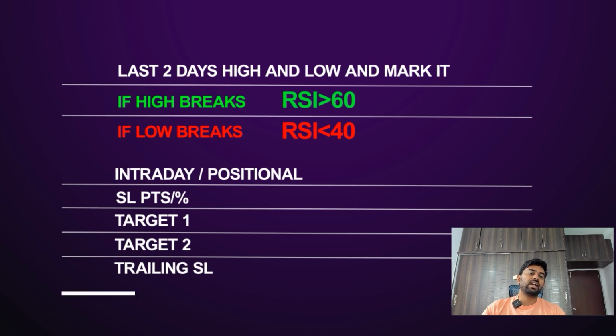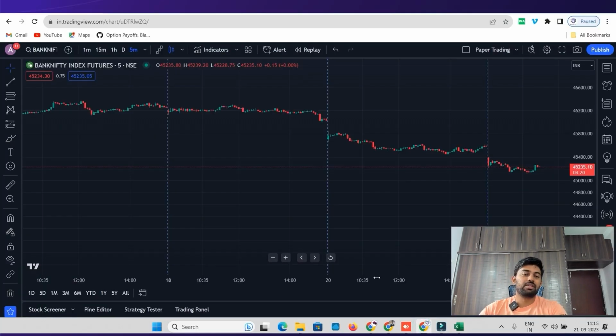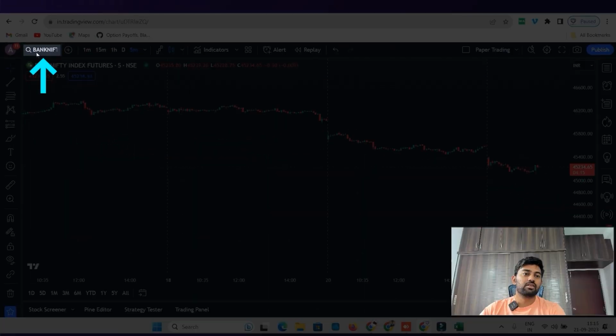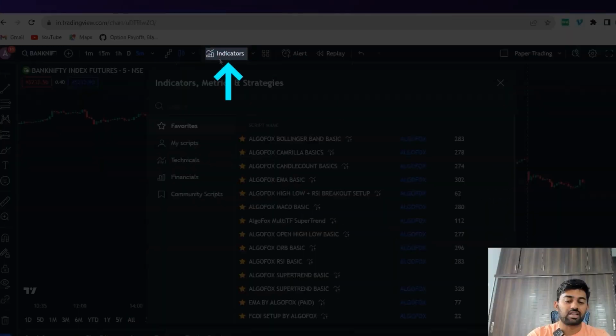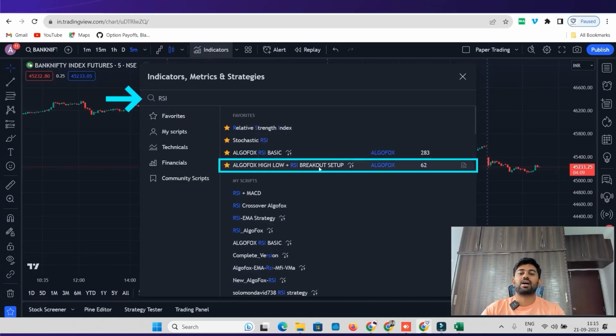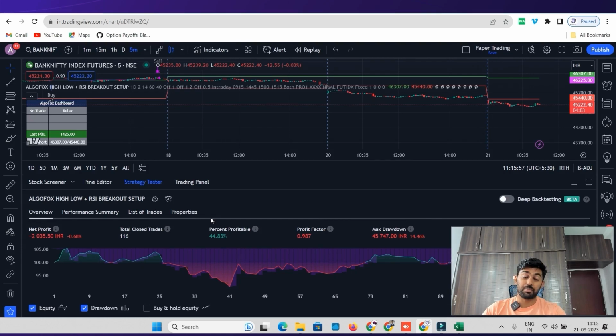So after adding all of this, we have done the coding on TradingView, and let me plot it on the TradingView chart. This is the Bank Nifty futures chart. In the indicator, I'll pull it up. It's called High Low plus RSI Breakout Setup. Now this is the setup, and this is the backtest result. The moment I add it, it shows the backtest result by default.